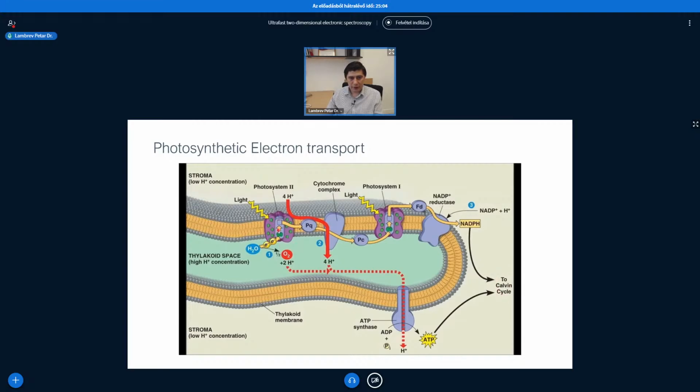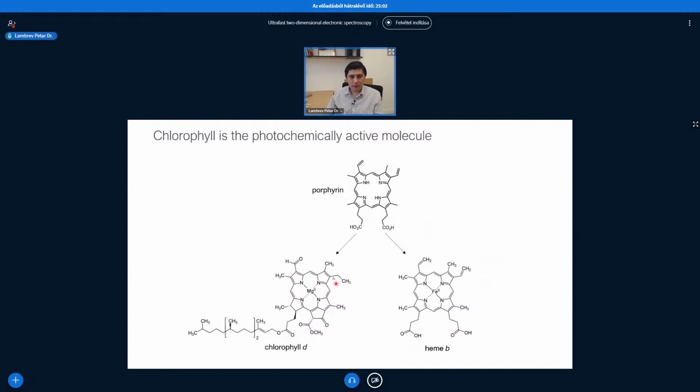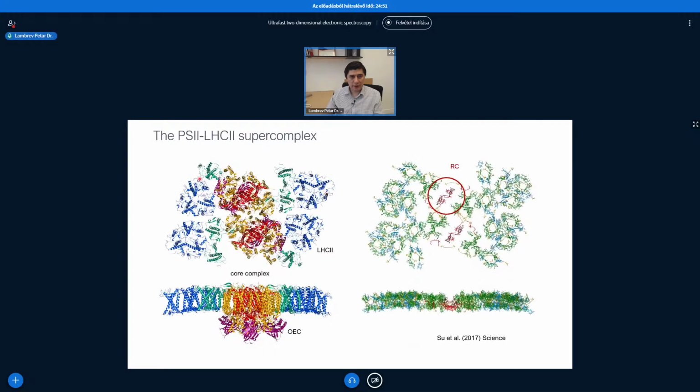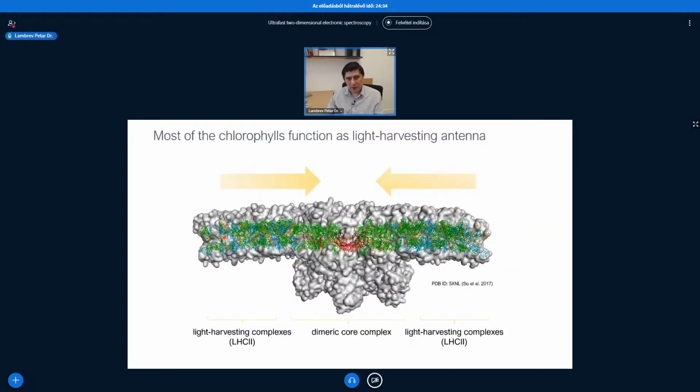So we're interested in these photosystems. They are packed full of chlorophylls, and chlorophyll is a derivative of porphyrin. It's the photochemically active molecule in photosynthesis. Now in the photosystems, like this photosystem 2 super complex, this is the protein. As I said, it's packed with chlorophylls and carotenoids. Most of them are antenna chlorophylls. That means they simply transfer the absorbed energy to the middle, where the photochemistry happens. And the entire system depends on the efficiency of this transfer.